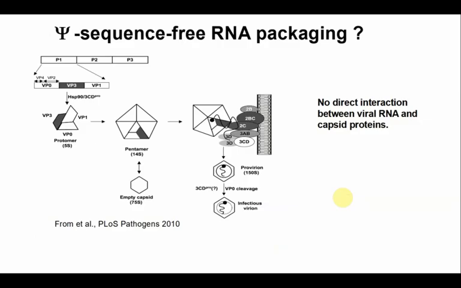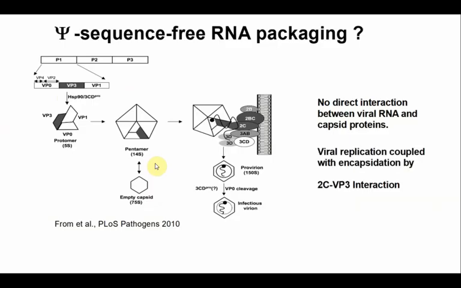Okay, how about viruses that don't have a specific packaging signal? So picornaviruses, they don't have a specific sequence region in their genome that interacts with the capsid proteins. And the mechanism seems to be that the capsid protein, which one is it now? I've forgotten. Yeah, VP3 has an interaction with the 2C protein, which is part of the RNA replication complex.